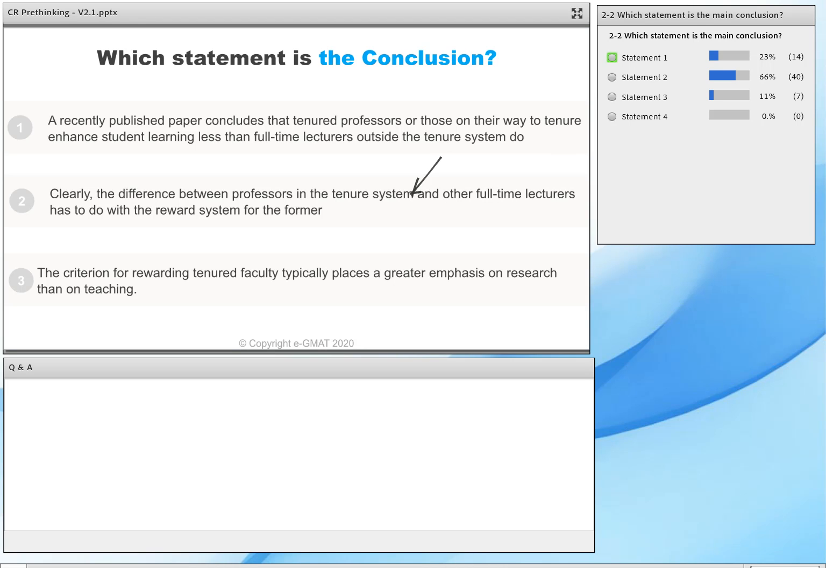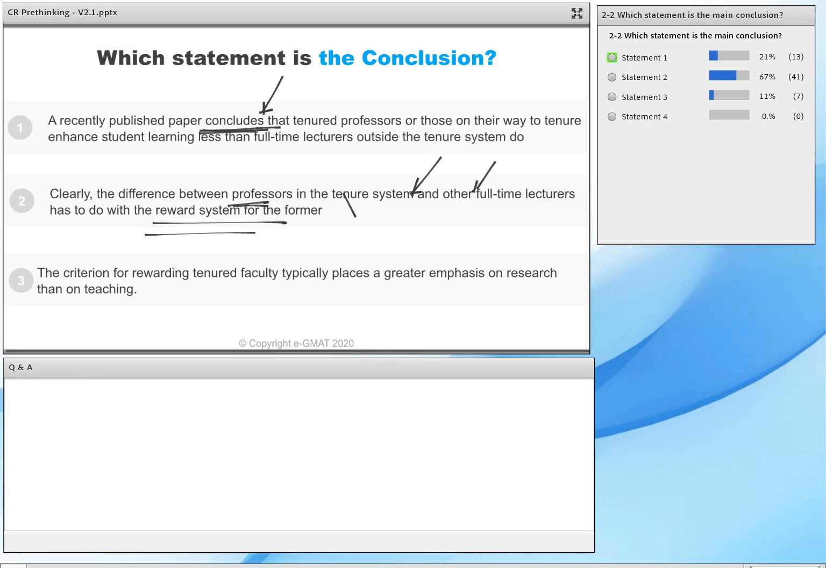Now, a lot of people think statement 1 is the main conclusion because they see the word concludes over here, and they say, okay, because the word concludes is here, this must be the main conclusion. The question that you have to ask is, is the author arguing for it? Is the author debating whether this is correct or not? No, he's not debating that. He's actually using that as information to push his point forward that, hey, the reason why this difference exists is because of the reward system that is there for professors.